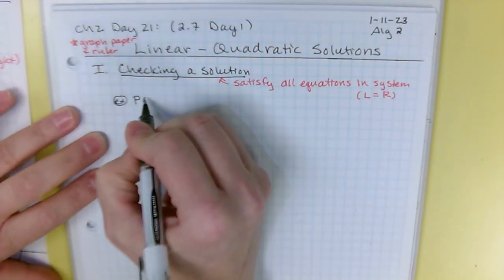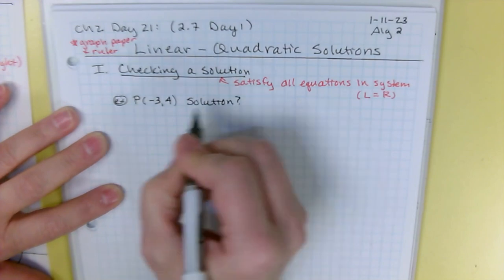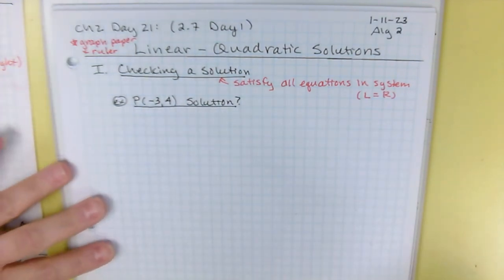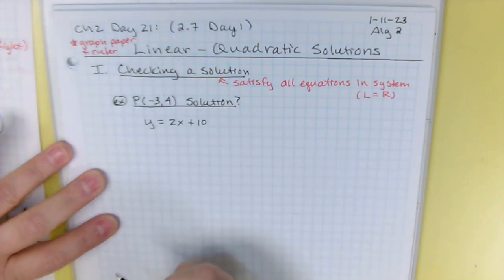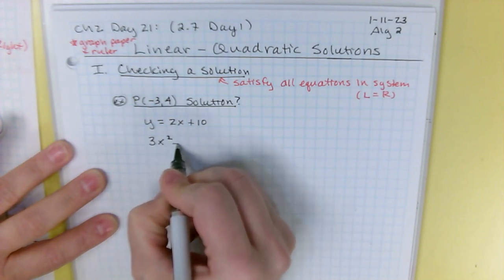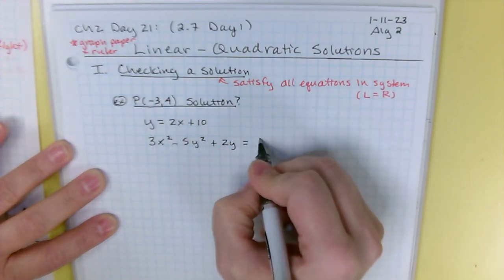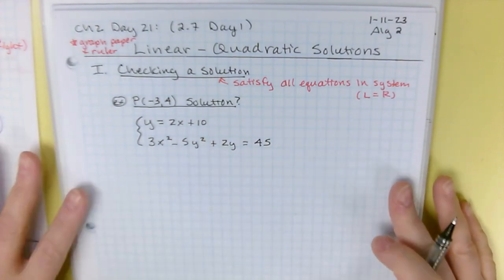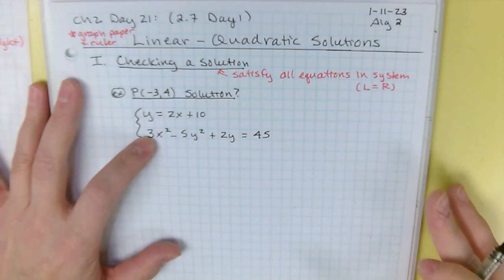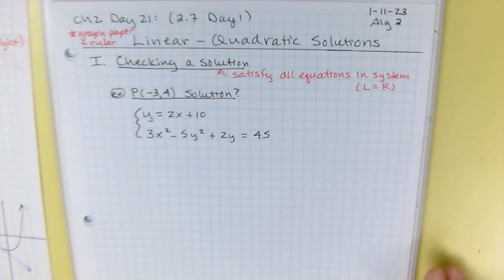Let's say that you get point P, and it's (-3, 4), and you want to know, is it actually a solution? The system that we're going to be working with has the line y = 2x + 10, and the equation 3x² - 5y² + 2y = 45, which isn't a quadratic. This one's actually a different shape. Most of what you're going to be doing is linear quadratic, but it doesn't really matter because the process is identical. You're going to substitute the point into the equation and see if the left equals the right.